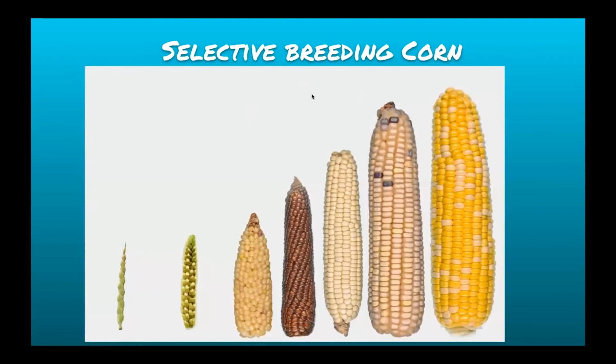Here's selective breeding in corn. Here is original corn, what corn used to look like long ago. And over time, you can see it changed to maize and other smaller corn varieties. And now you can see that big giant yellow sweet corn that we see at the grocery stores today. So that was all because of selective breeding.